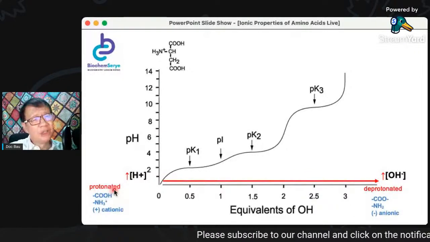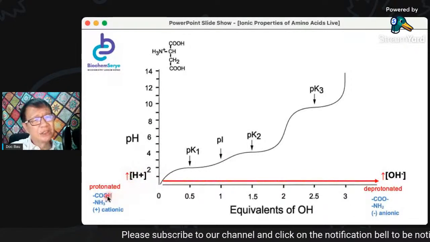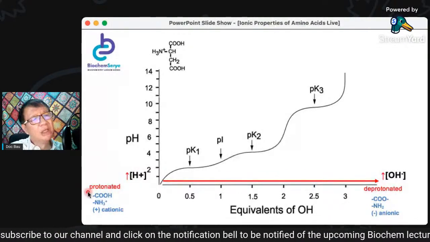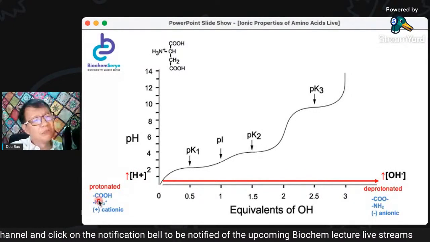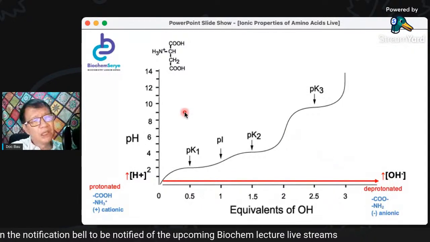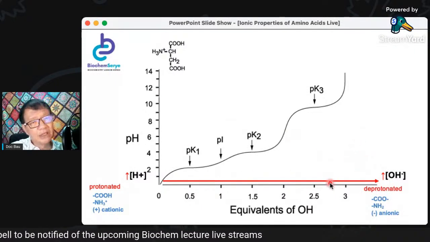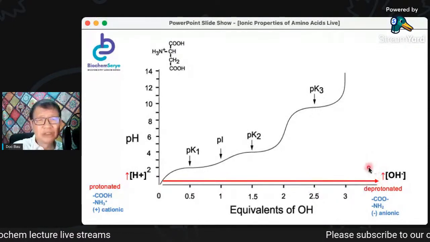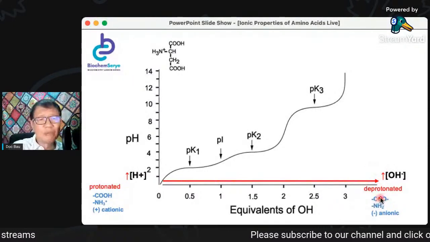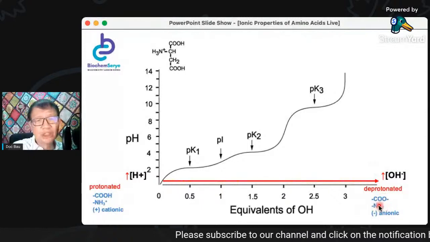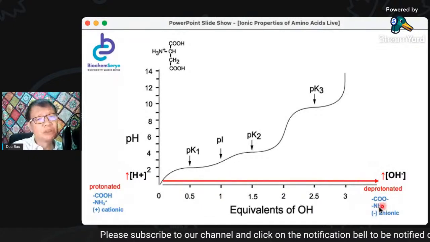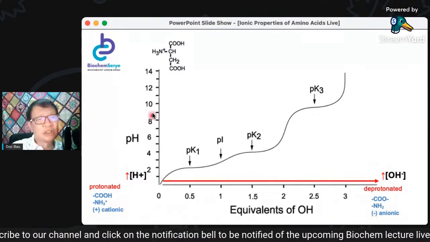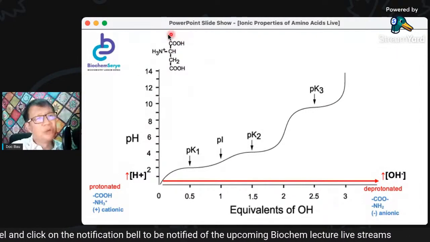So again, at high hydrogen ion concentration, please remember, your COOH, the acidic part, will be protonated, same with your amino group. But if you have a lot of hydroxide ion, your hydrogen ion concentration is low, your carboxyl group will have to deprotonate, and your amino group will be deprotonated as well, giving rise to their respective charges.